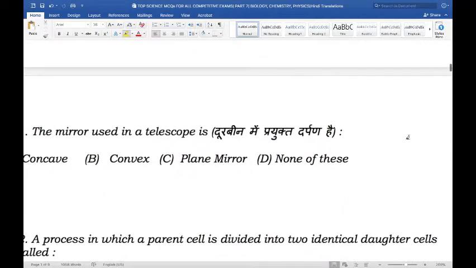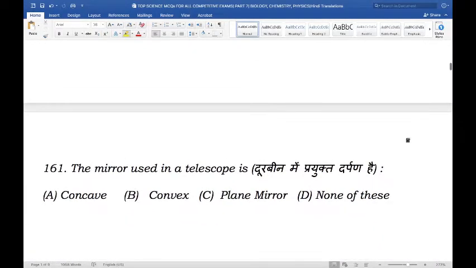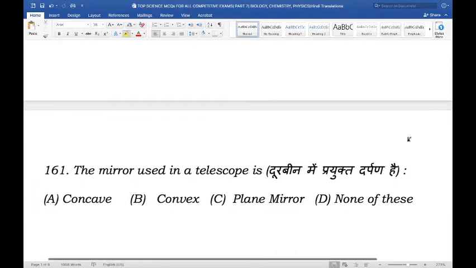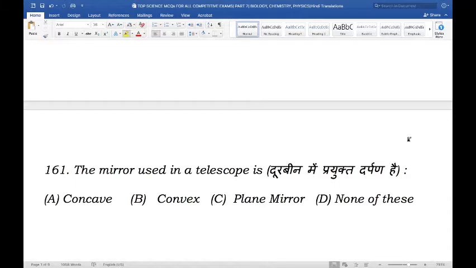Question number 161. The mirror used in a telescope is it A, concave, B, convex, C, plane mirror, or D, none of these? So the mirror used in a telescope is concave. Option A is correct. Concave mirror is used to gather light and reflect it back to the focal point.